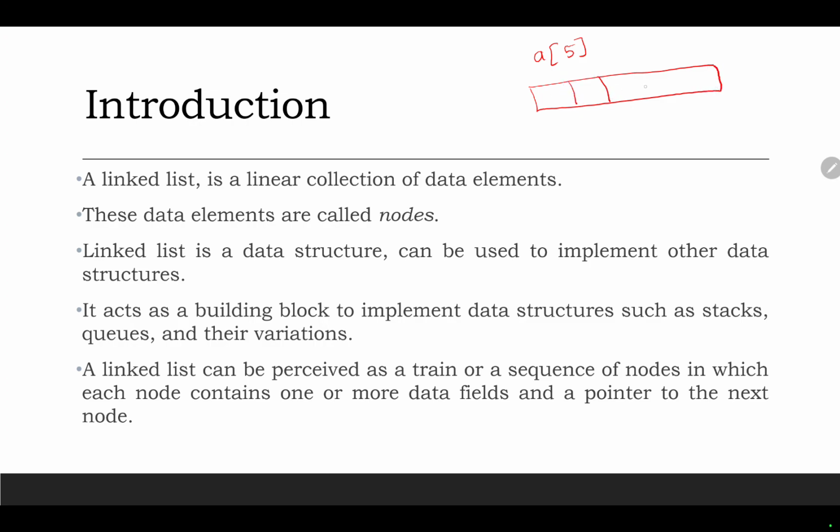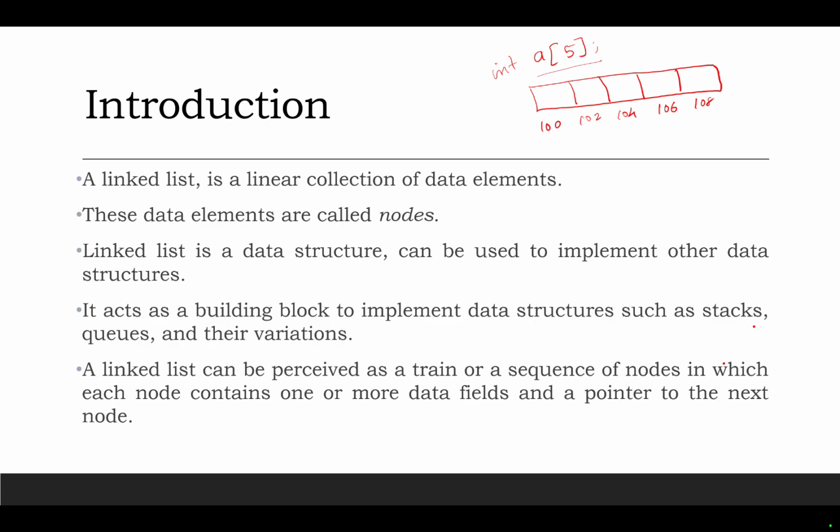So 1 2 3 4, 5 memory spaces, and the addresses. I have taken it as int A of 5. The integer size is 2, so the addresses are 100, 102, 104, 106 and 108. The memory space is allocated continuously to the array in memory. But in a linked list, the elements are not stored in contiguous memory; they are randomly allocated.